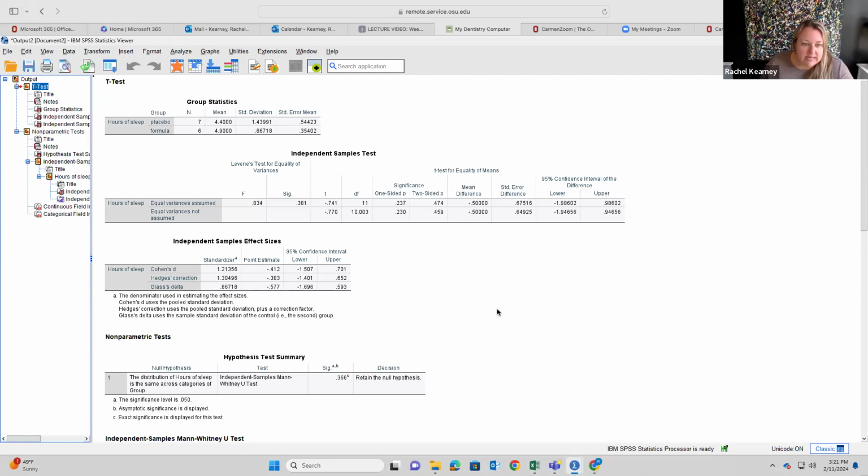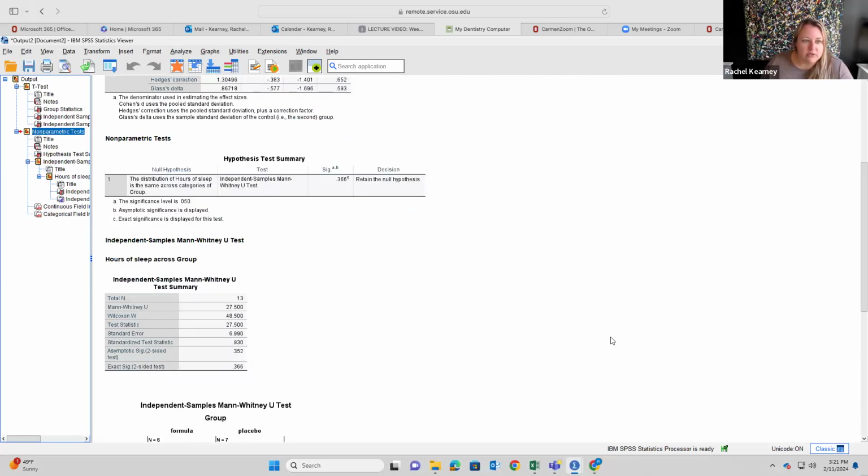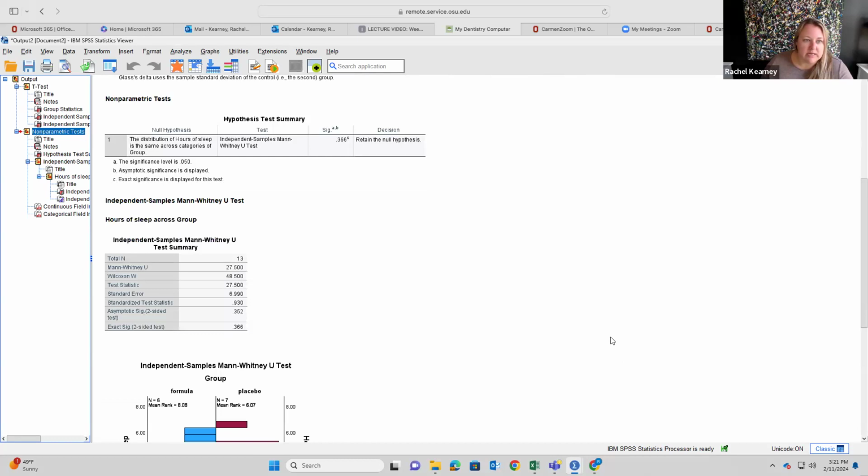So that's your t-test. And then I've also done the non-parametric test, which I'm going to scroll down to here. It's on the same output, the same data set. The non-parametric test looks a little bit different. What you're going to look at here is, this gives you your null hypothesis. It tells you what test you've run, and then it gives you the significance, and tells you that you would retain the null.